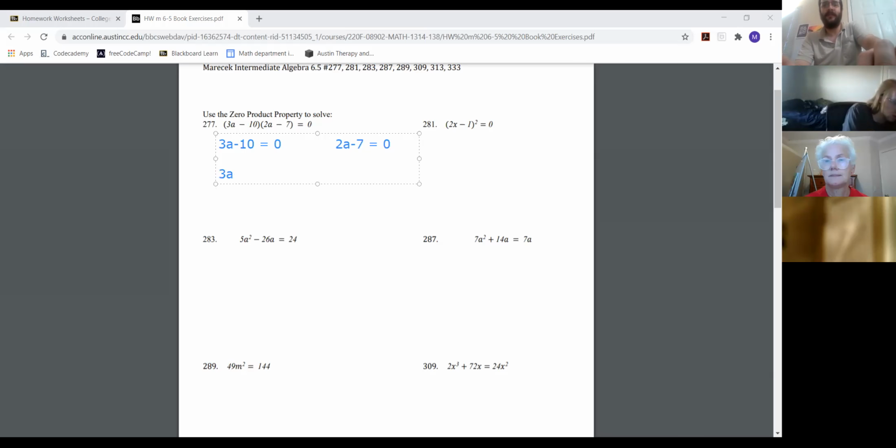So 3a is going to be equal to 10, so a will equal 10/3. And then over here we got something similar to a is equal to 7. A equals 7/2.